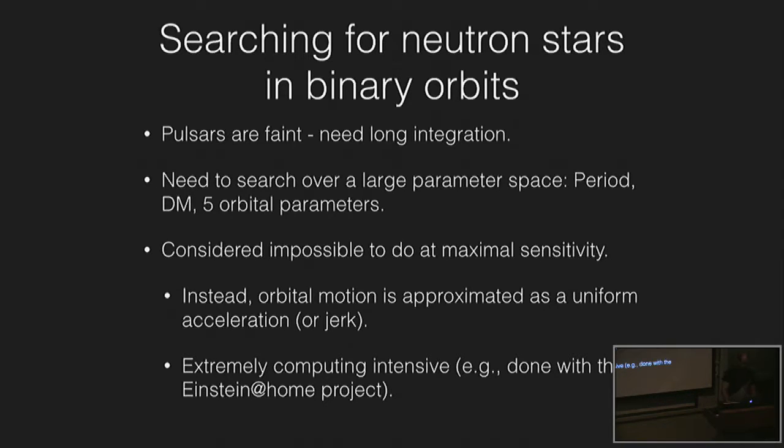The current approach is that the orbital motion is approximated as a uniform acceleration along the line of sight from us to the pulsar, which is not a Keplerian orbit. But if you look at time intervals which are short enough with respect to the orbital period, then this is approximately correct. Sometimes they add another derivative, which is the jerk. Now, this is extremely computing intensive, because analyzing radio data that gets to you at gigabytes per second, and then going through many, many acceleration trials and many, many dispersion measure trials, that's challenging.